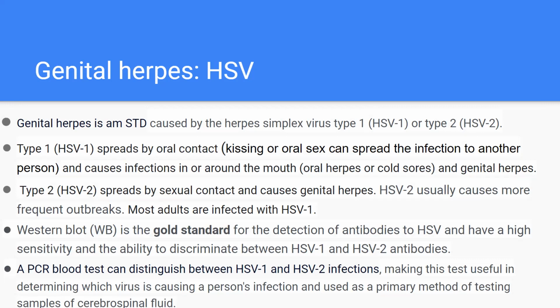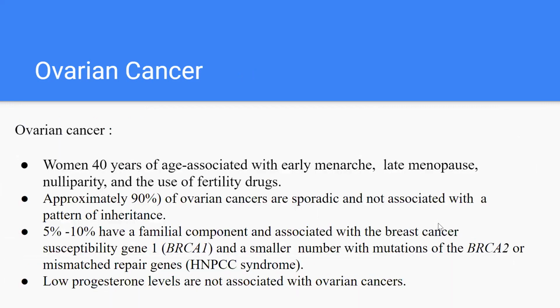One of the gold standards for detection of HSV antibody is the Western blot test. It differentiates HSV1 from HSV2. They also do a PCR blood test to distinguish them in active infections. So pay attention to every single sentence of this slide.